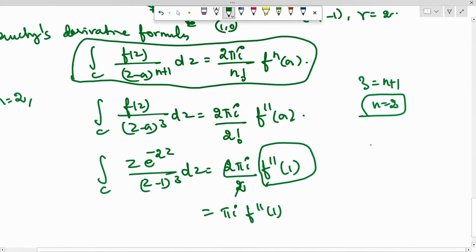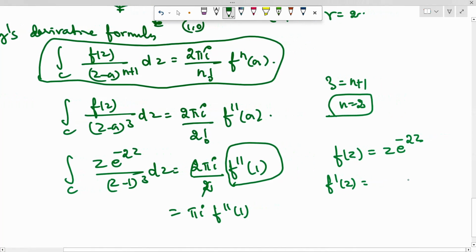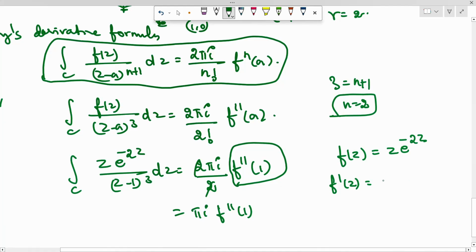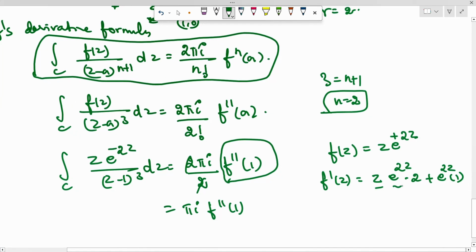Okay. From the given f of z, we can easily calculate f double dash of 1 value. The given f of z is z into e power minus 2z. What is the first derivative for this one? Differentiate with respect to z with the help of UV rule. z into e power plus 2z, not minus 2z. z into e power 2z into 2 plus e power 2z into 1. We applied here UV rule, U into V dash plus V into U dash.